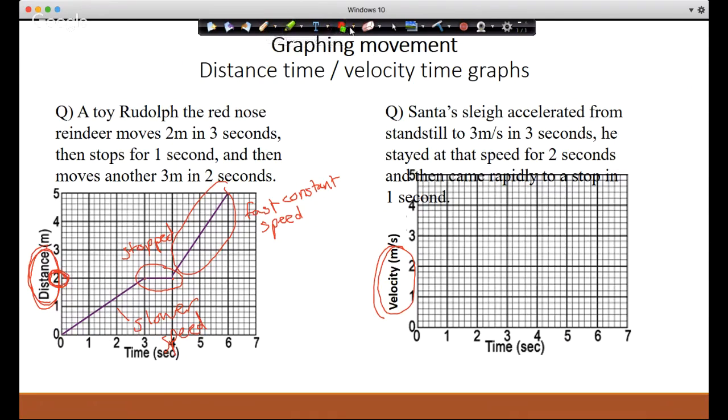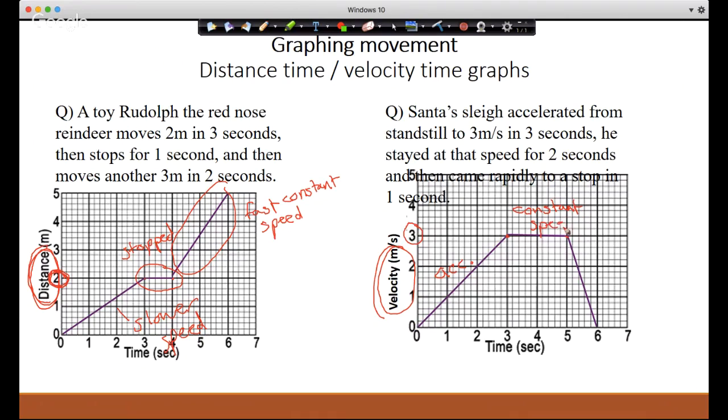Okay, over on the velocity time graph, Santa's sleigh accelerated from standstill to 3 meters per second in 3 seconds. So we've got a line going up like so. He stayed at that speed for 2 seconds and then came rapidly to a stop in 1 second. On this type of graph, a velocity time graph, an upward line means accelerating. The speed goes from 0 all the way up to 3 in 3 seconds. Up here, for this flat section, we are at 3 meters per second at the start and at the end, so that is constant speed.